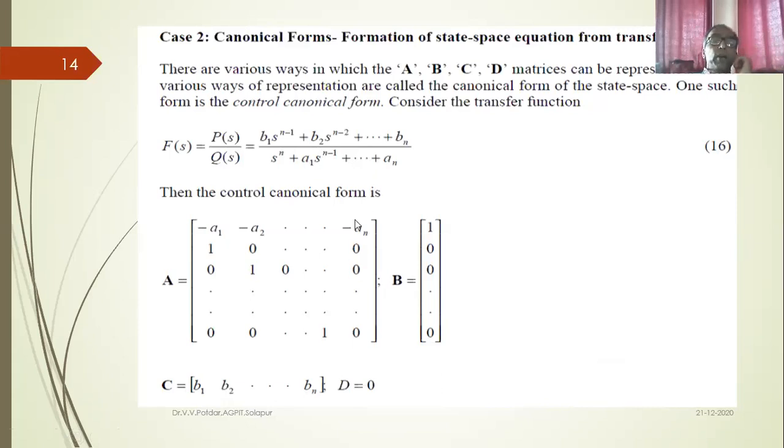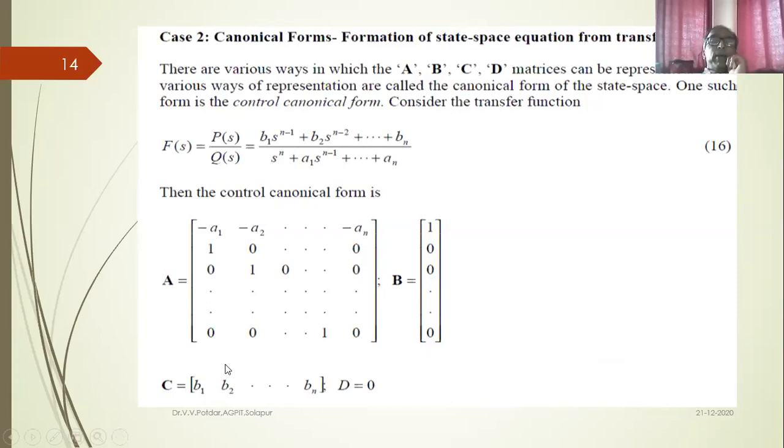Then, in the control canonical form, the system matrix is obtained from minus a1, minus a2, up to minus an, whatever the coefficients are. I have to note them down from the transfer function and substitute them in this matrix. In this way I get the system matrix. B is a column matrix, 1, 0, 0, 0.